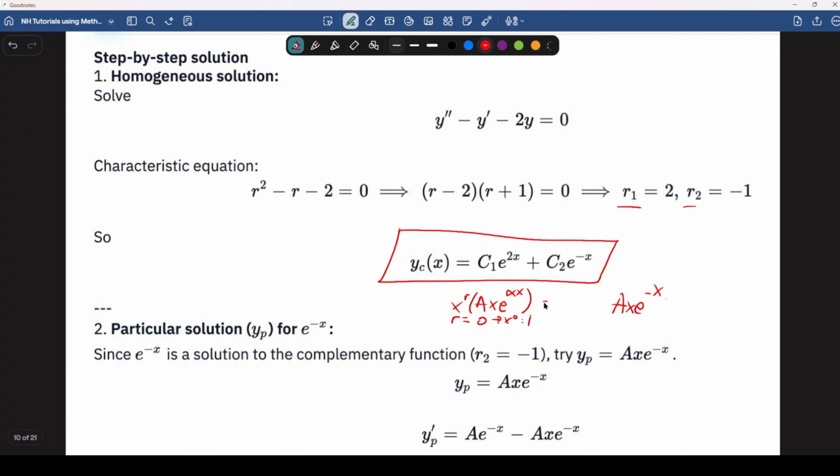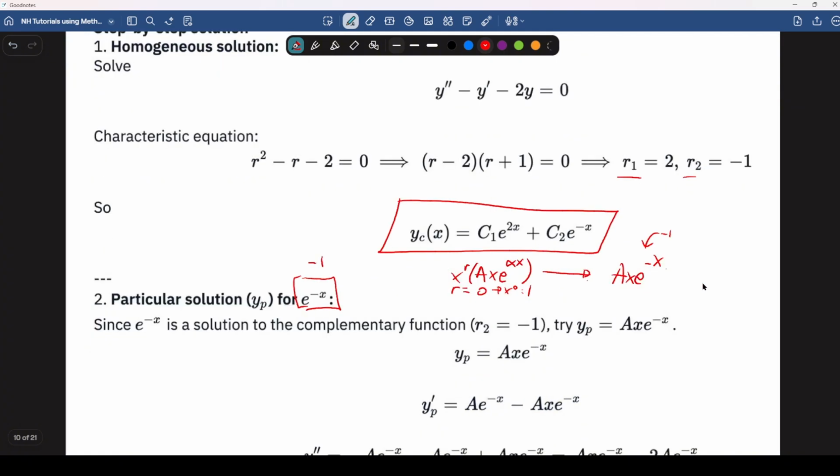So that gives you a times e to the power of negative x, because the f of x equals e to the power of negative x. So we just have to make sure the coefficient matches, which in this case is negative 1. Then we check for any corresponding terms in the yc. If yp is like this, we check if there is any corresponding term. As we can see, there is none.